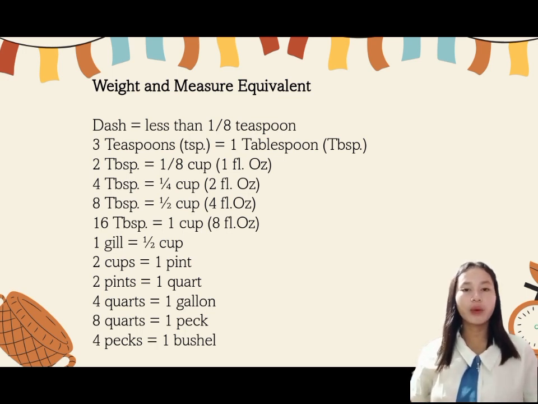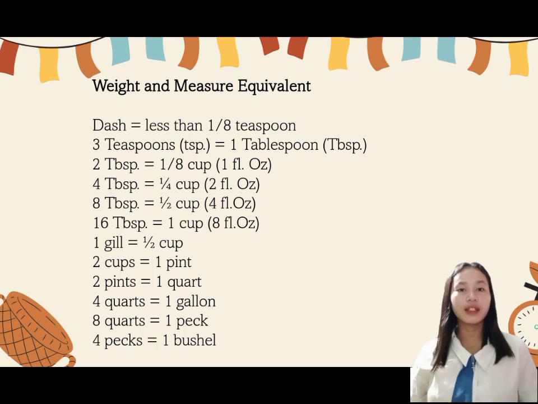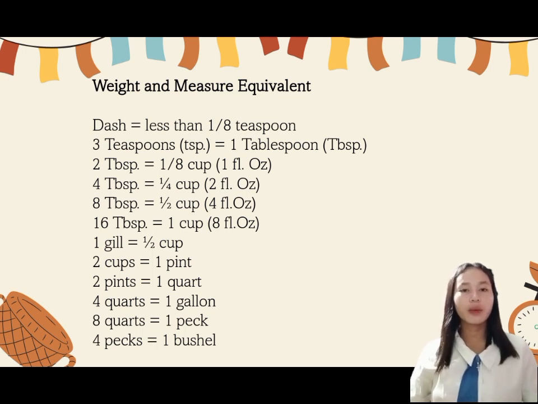And 8 tablespoons is equivalent to 1/2 cup and 4 fluid ounces, and 16 tablespoons is equivalent to 1 cup and 8 fluid ounces. And 1 gill is equivalent to 1/2 cup. Next is 2 cups equivalent to 1 pint, 2 pints equivalent to 1 quart, and 4 quarts equivalent to 1 gallon, 8 quarts equivalent to 1 peck, and 4 pecks equivalent to 1 bushel.